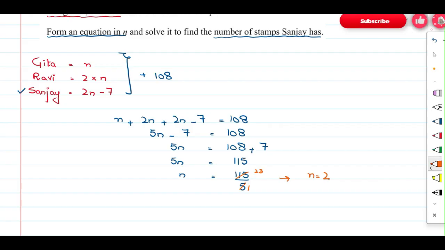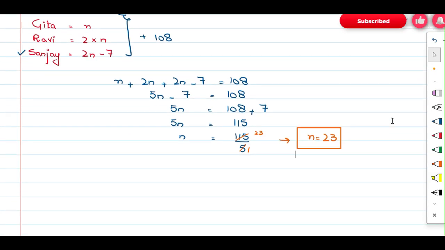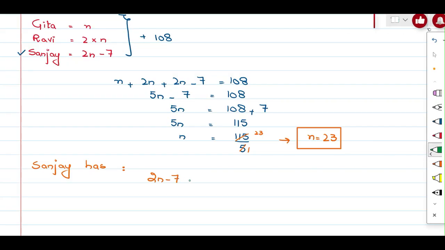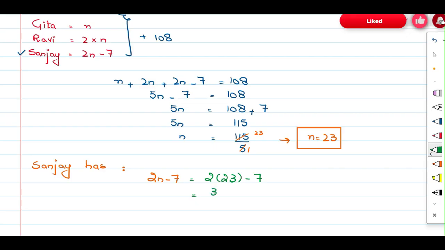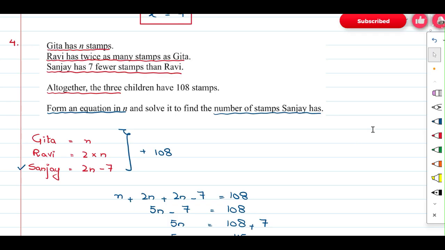When the n value is 23, we need to figure out the number of stamps Sanjay has. So how many stamps does Sanjay have? Sanjay has 2 times n minus 7 stamps. So 2 times 23 minus 7. Let me simplify it. 2 times 23 is 46. Take away 7, which is equal to 39. So Sanjay has 39 stamps out of 108 total stamps, right?